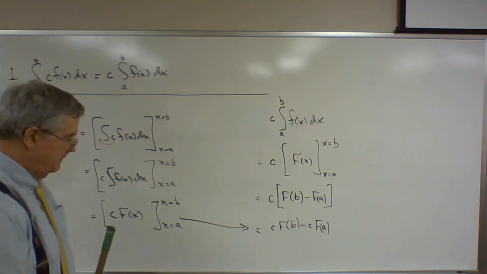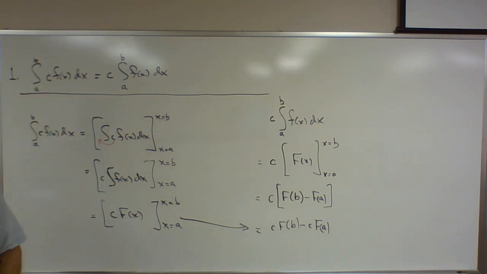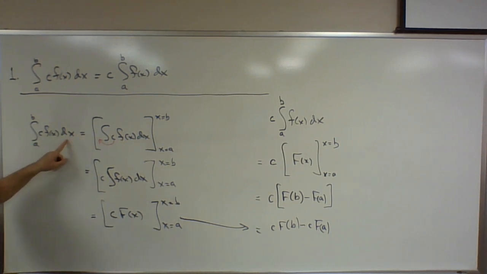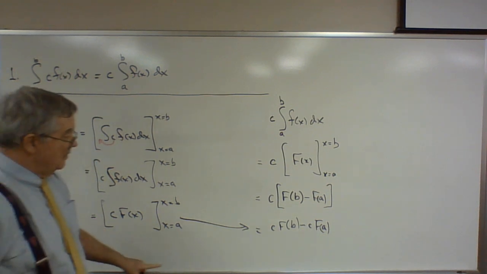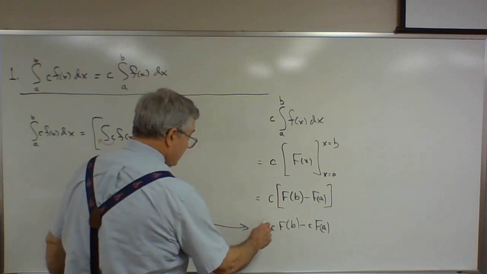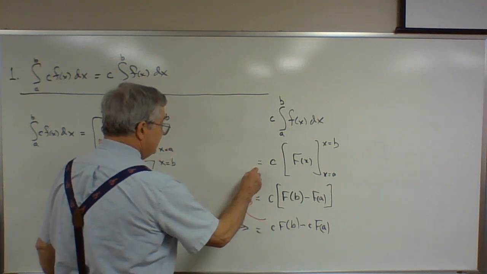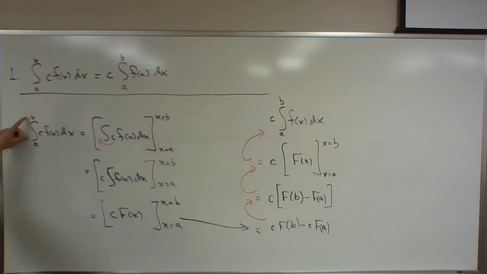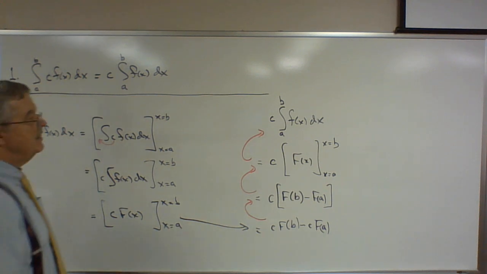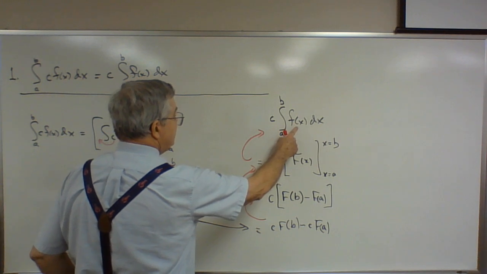Okay. So I think I have a chain of equalities here. If I start here, this is equal to that, which is equal to that, which is equal to that, which is equal to this, which is equal to this, which is equal to this, which is equal to this. That is, the definite integral of a constant times a function equals the constant times the definite integral of the function.